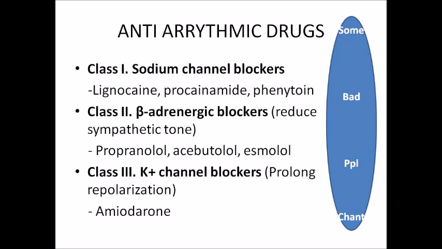So there are 4 classes of drugs. How do we remember this? There is a rhythm for any chant, right? So, "Some Bad People Chant" is your code. Some bad people. S is for sodium channel blockers, that is class 1. Class 2 is beta adrenergic blockers, which you have to connect with the "bad".